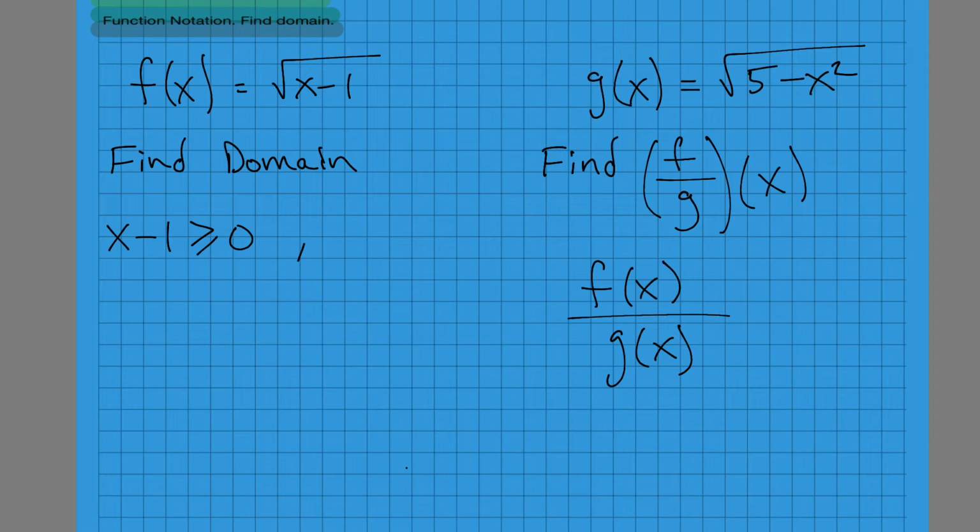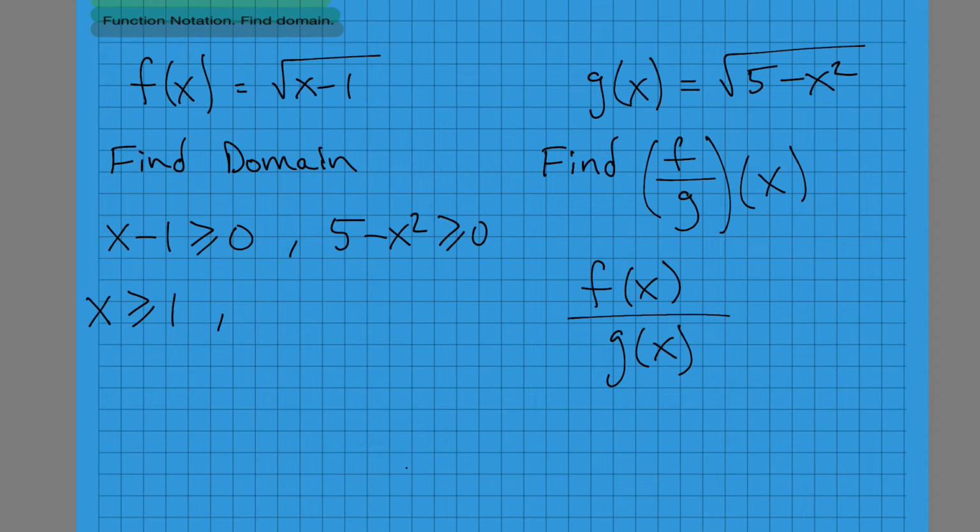Also this one over here, square root of 5 minus x squared, everything underneath the radical sign. So 5 minus x squared has to be greater than or equal to 0. So solving for the first one here, we simply add 1 to both sides. So we get x is greater than or equal to 1.